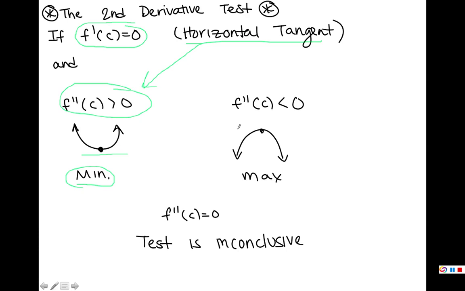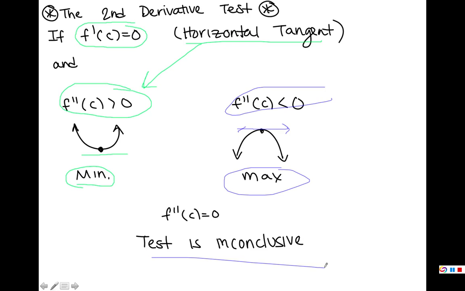Whereas if you have a critical number, so again, a place where you have one of those horizontal tangent lines, and the second derivative is negative, that tells you your graph is concave down, and therefore that has to be a maximum. If you end up plugging that critical number into your second derivative and you happen to get a 0, it just means the test is inconclusive. That could be a max, could be a min, could be neither of those things.